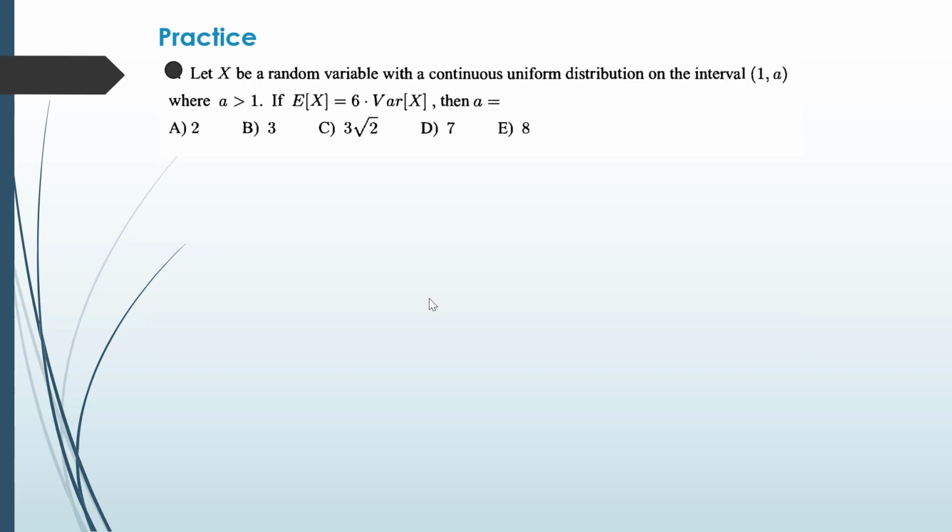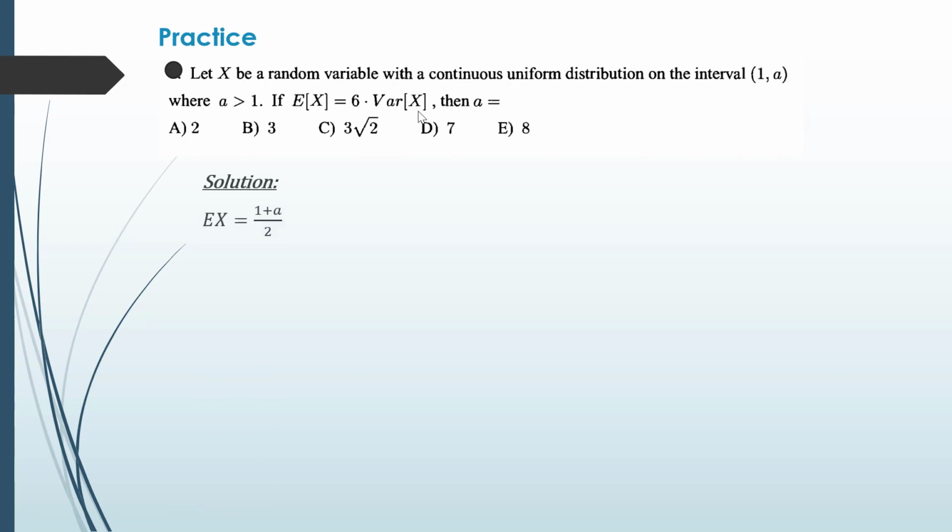Let X be a random variable with a continuous uniform distribution on the interval (1, A), where A is more than 1. If E of X is 6 times the variance of X, then what's A? This is a very simple question. I can say the uniform distribution is the easiest distribution among continuous distributions.